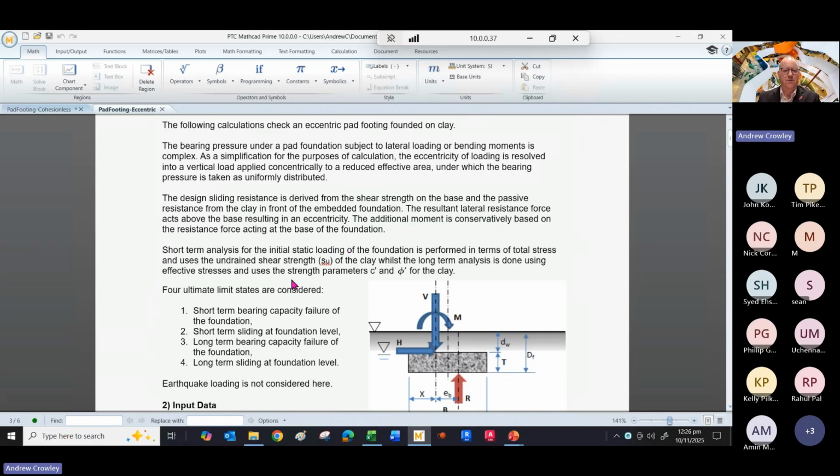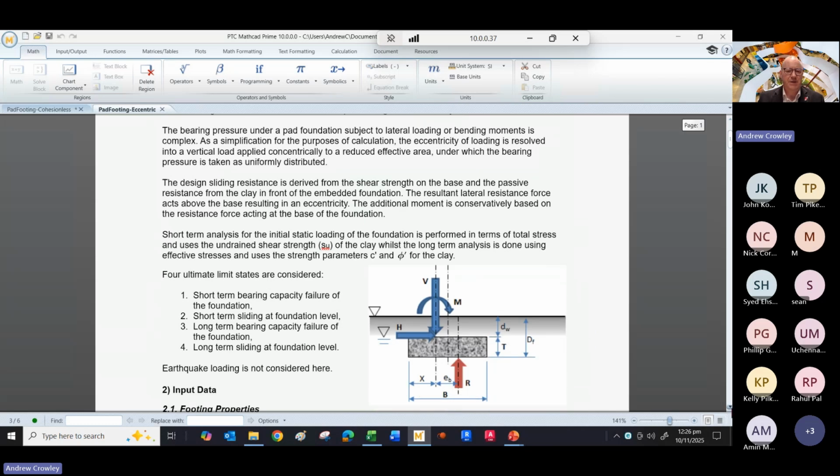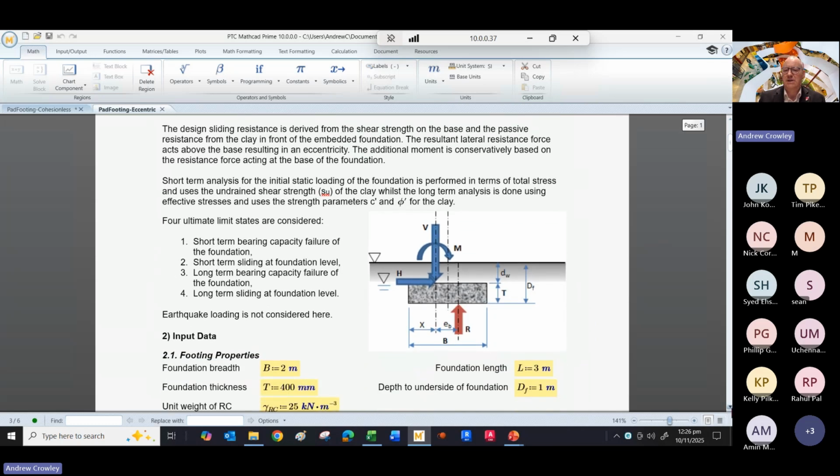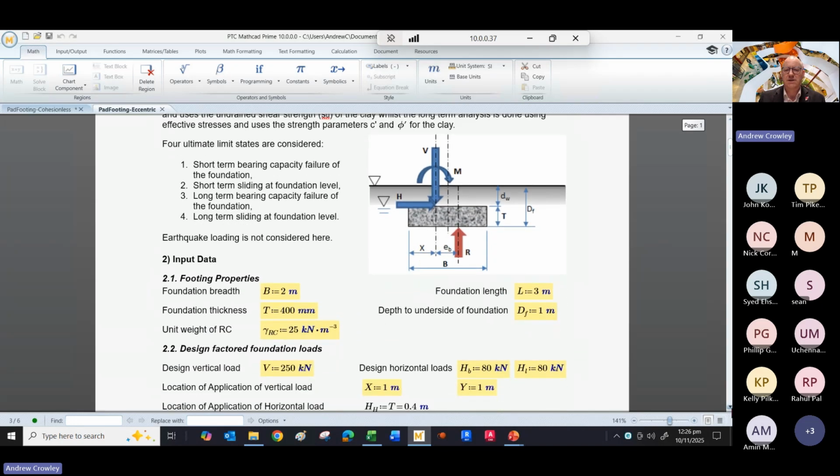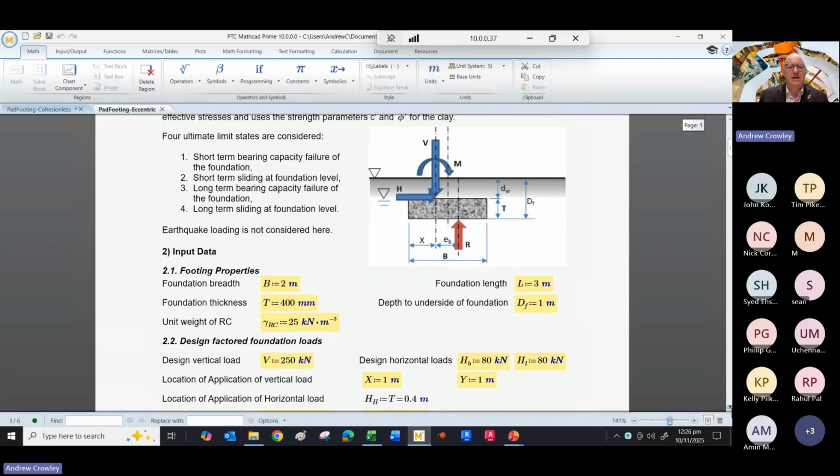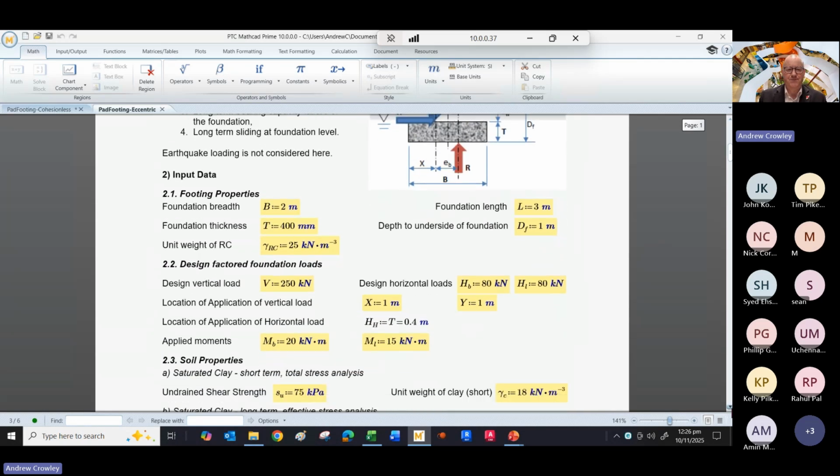So we're looking at 4 ultimate limit states considered. First of all, we've got a short-term bearing capacity failure of the foundation, the short-term sliding of the foundation, then the long-term bearing capacity and the long-term sliding capacity. Again, we're not considering earthquakes here, but you could do if you add the loading and modify the geotechnical parameters and the strength reduction factors to take into account earthquake loading.